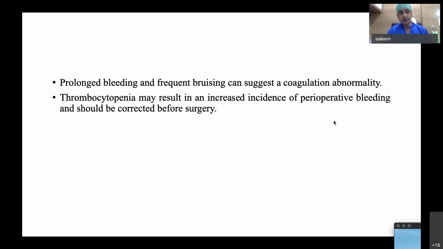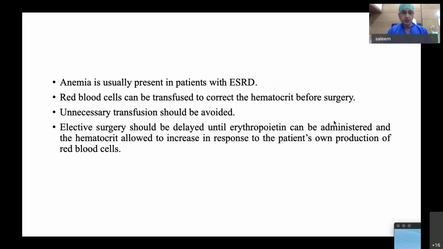Prolonged bleeding and frequent bruising can suggest a coagulation abnormality in the patient. Thrombocytopenia may result in an increased incidence of perioperative bleeding, and it should be corrected before the surgery. Anemia is usually present in patients with end-stage renal disease. Red blood cells can be transfused to correct the hematocrit before surgery. Unnecessary transfusion should be avoided. Elective surgery should be delayed until erythropoietin can be administered and the hematocrit allowed to increase in response to the patient's own production of RBCs.